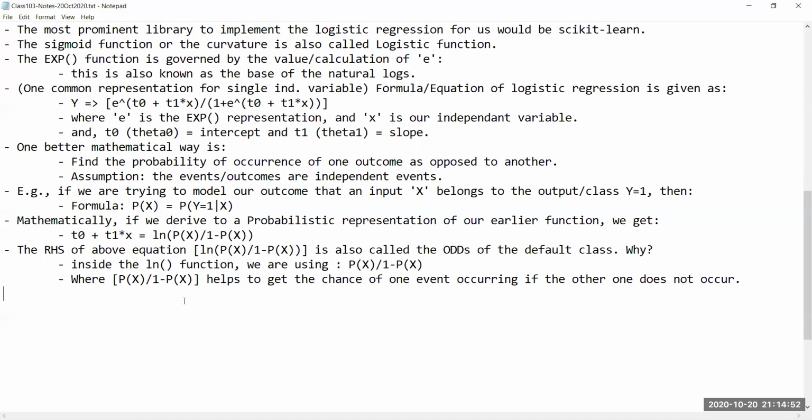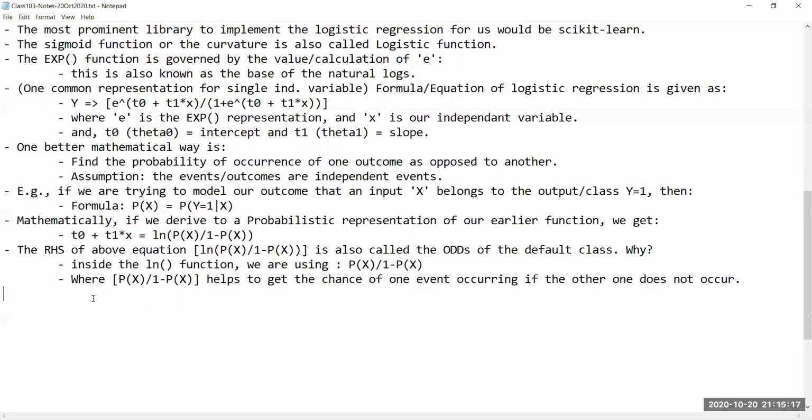But now, rather than doing the calculation in an iterative way, which was the earlier stance, where we were trying to do some kind of gradient descent to find the values of theta 0, theta 1, now I have a probabilistic representation. And if I have a probabilistic representation, then my calculation is quite simple, because I know the outcome is always going to be in the range of 0 to 1, right?